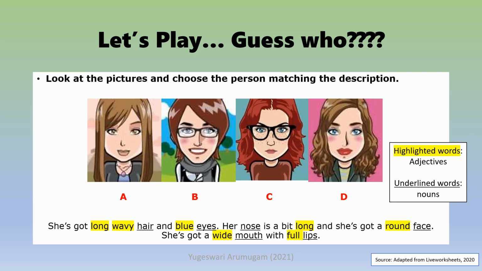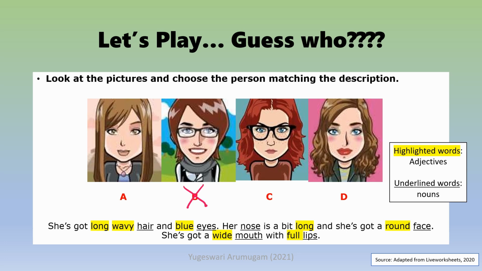Second round. First, we read the description. She's got long wavy hair and blue eyes. Her nose is a bit long and she's got a round face. She's got a wide mouth with full lips. Since we have 4 options, let's cancel out some.